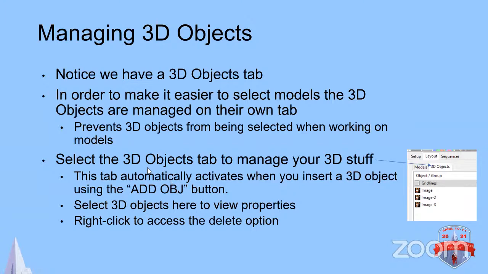Oh, and that was just the second bullet here. I'm talking about that tab becoming active whenever you use the add object button to add another 3D object. So if it wasn't selected, it'll become active because you've just added a 3D object. And I already went over delete.